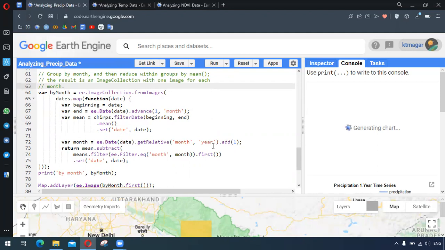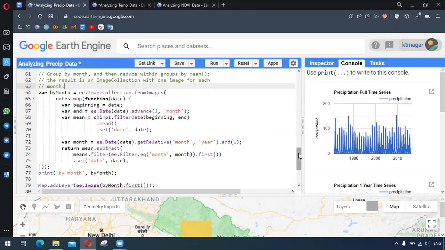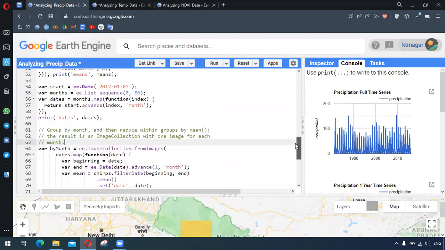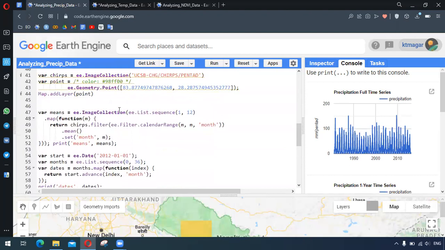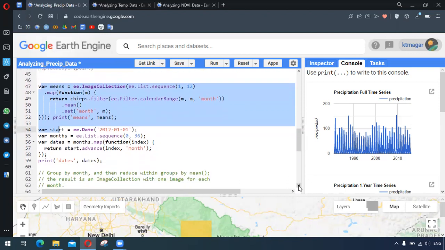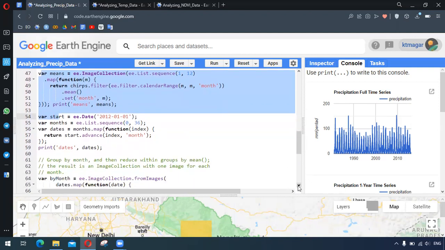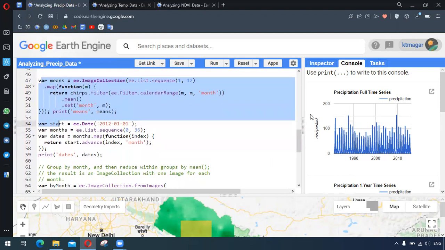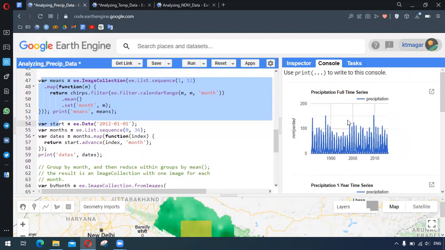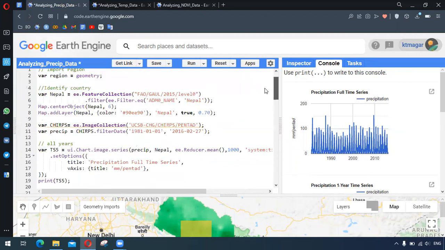So these codes can again be looked up in the document set in the Earth Engine guides, and we can go through this line by line. But here I just want to say that these codes can be used again. And here the basic idea is to generate the chart for the monthly image. So here we have the chart. The first one is the precipitation starting from the very first year, from 1981 to 2016.